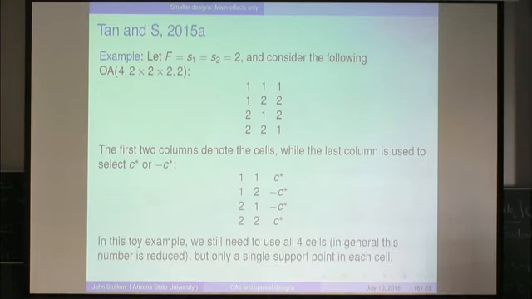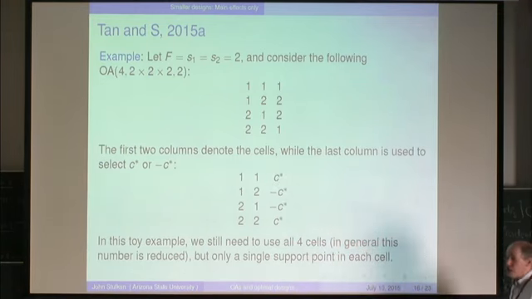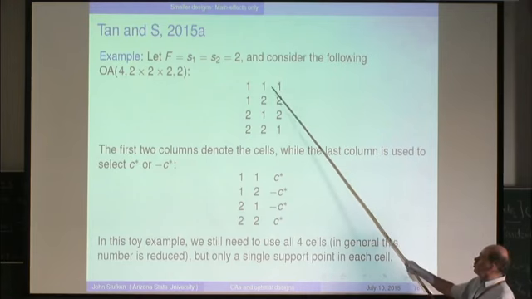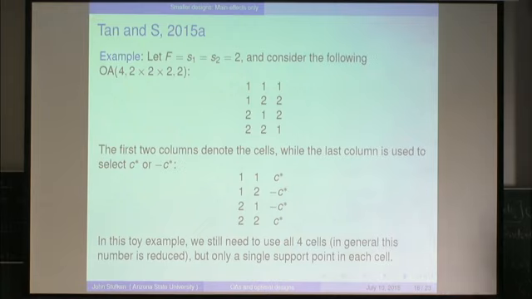So in this toy example, I did not reduce the number of cells because I still need observations in all of the 4 cells. In general, by using an orthogonal array, I can actually reduce the number of cells. But even in this toy example, rather than using 2 points in each of the cells, I reduce it to using only 1 point in each of the cells. So even in this toy example, there's a reduction in terms of the size of the optimal design.